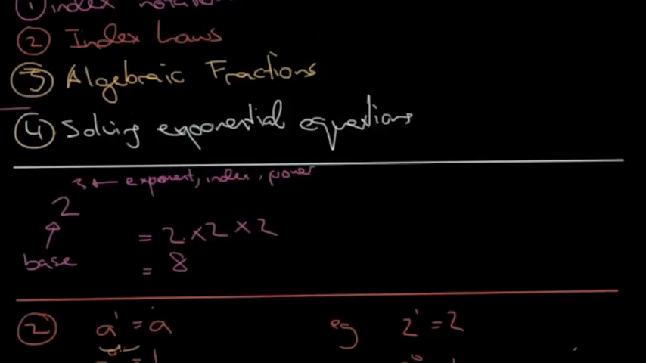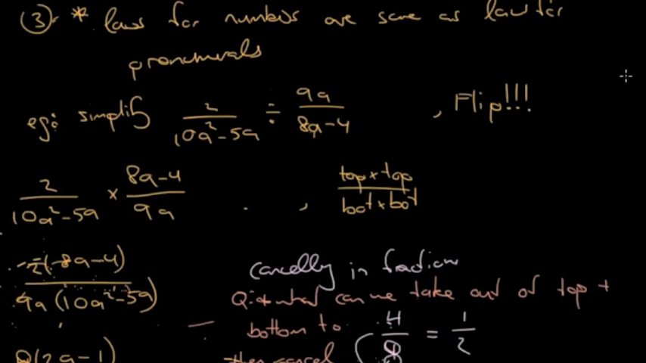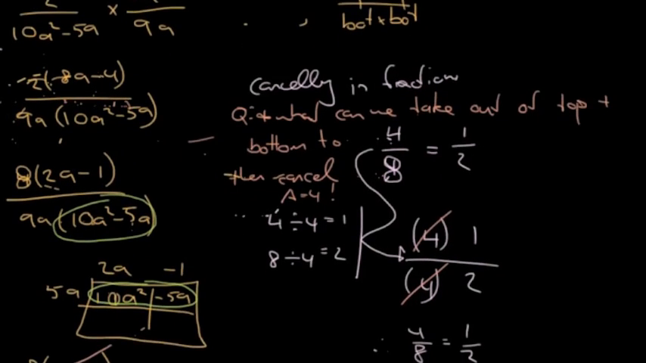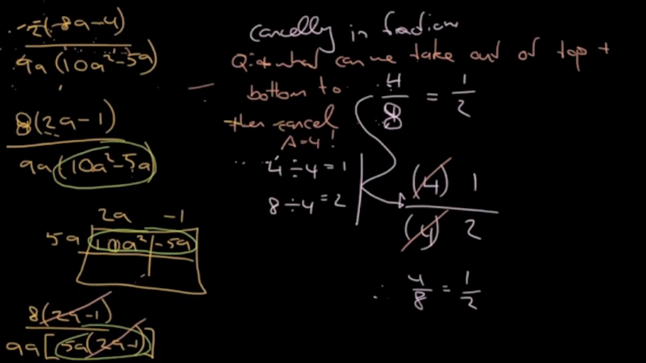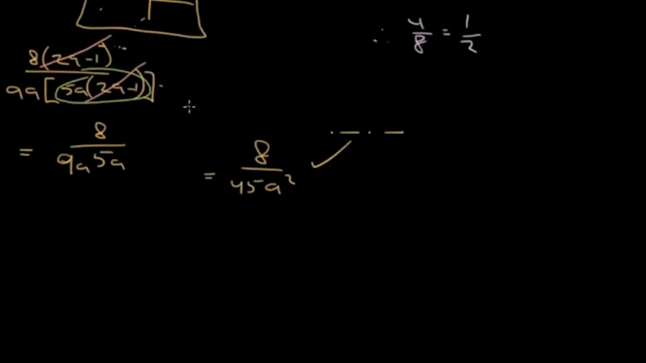That's looking at algebraic fractions again. Let's just have a recap over there. So we said the laws for numbers are the same as the laws for pronumerals. We wanted to simplify this equation. First we flipped it, top times top, bottom times bottom. Then we had a real think about what we're actually doing when we're cancelling fractions, and we found out we can take out a common factor. And that common factor was this 2a minus 1. We then cancelled the 2a minus 1s from the top and the bottom, and we ended up with 8 over 45a squared.